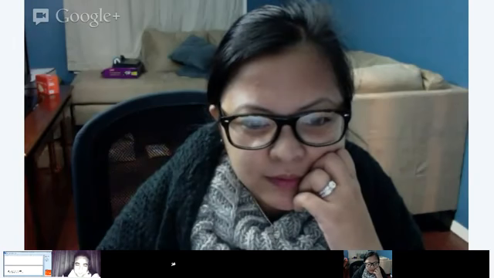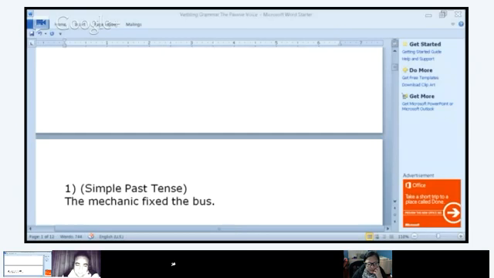Could I get some people to please type into the chat box the negative form of this idea. So we're not talking about passive yet. How do you express the idea of "the mechanic fixed the bus" correctly in a negative form and also in a question form? Please go ahead and type some answers into the chat box.